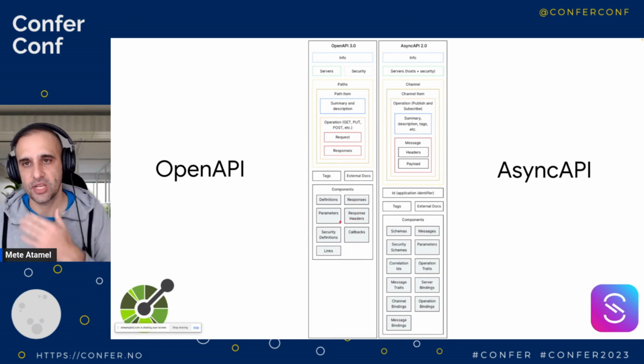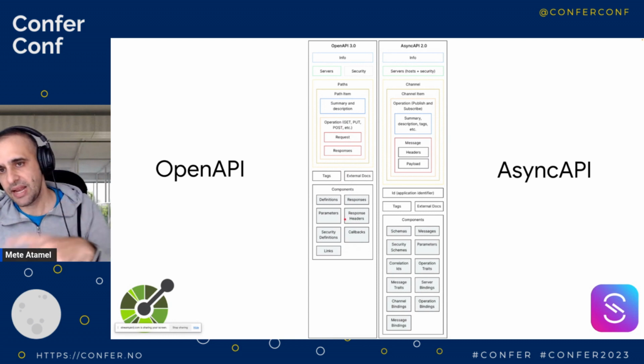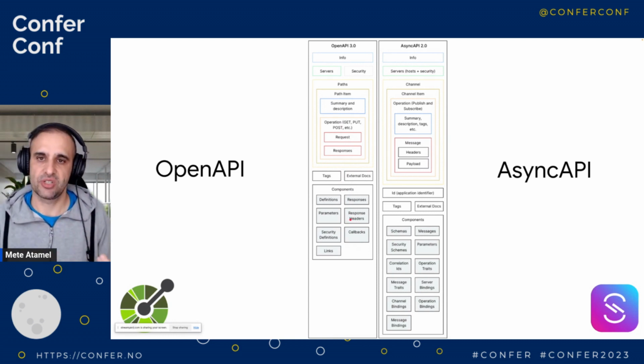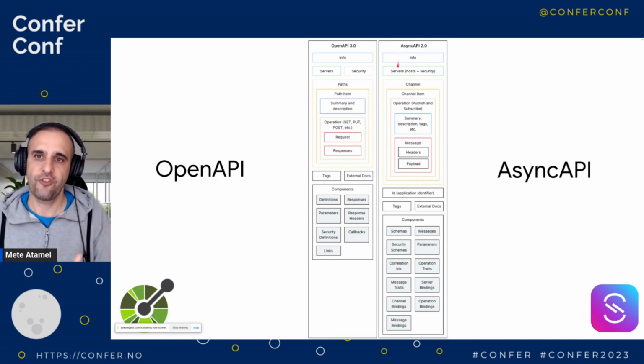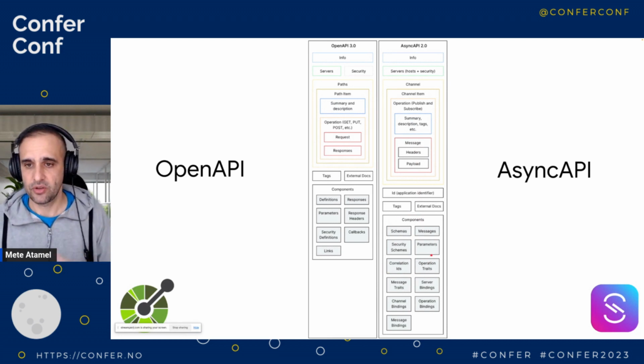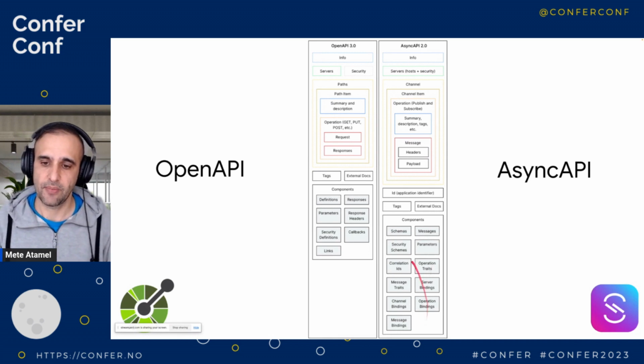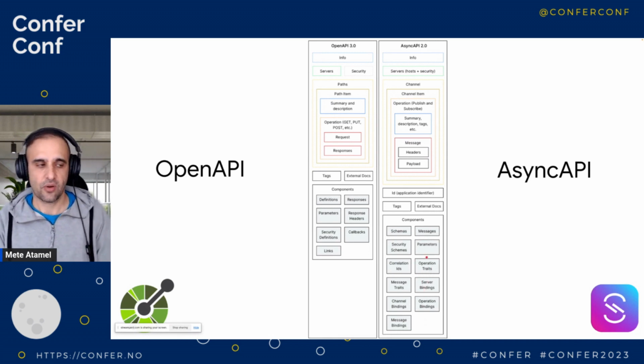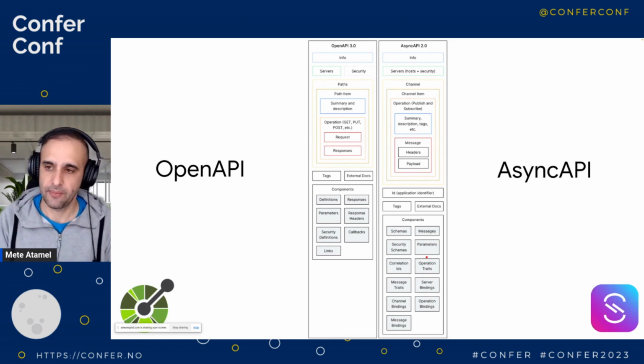So AsyncAPI tries to do similar things, but slightly different, because we are dealing with messages instead of paths. We still have the info and the servers, but instead of paths, we have channels. Then instead of HTTP operations, we have publish and subscribe operations. And then you have messages that you define, and in components you define the common things within your messages, like the schema of the message and the bindings and so on and so forth. So that's the quick comparison of OpenAPI and AsyncAPI.